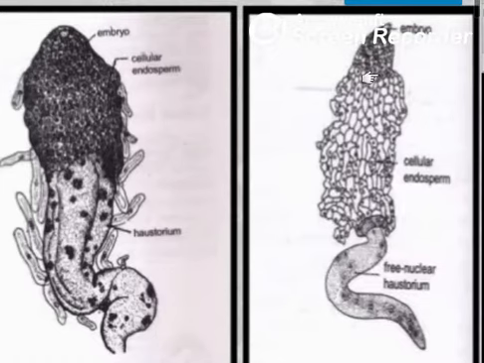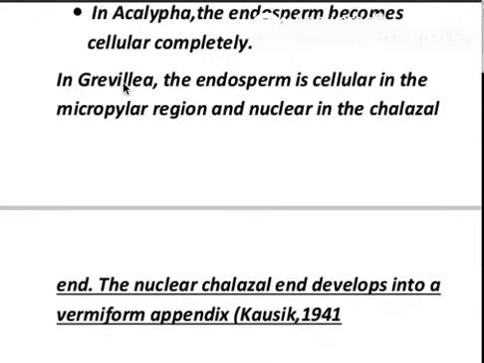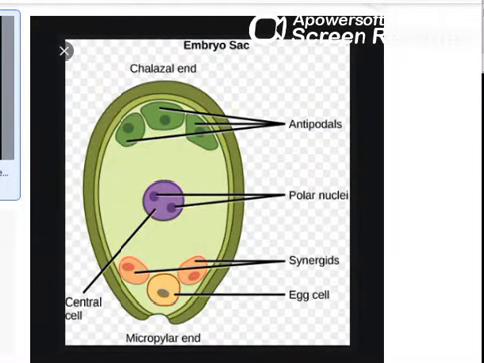In this diagram, if you see, this is the embryo, okay, and this is the endosperm. From here till here you have the endosperm, okay. So what is it saying here? In Grevillea, the endosperm is cellular in the micropylar region. What is the micropylar region? Micropylar region is the region which is towards the egg cell.